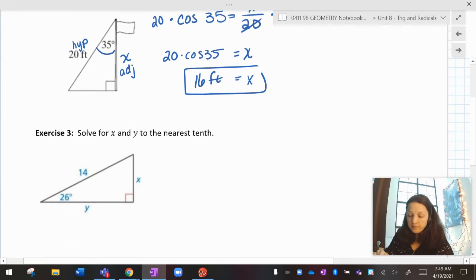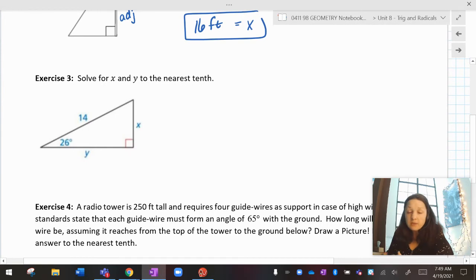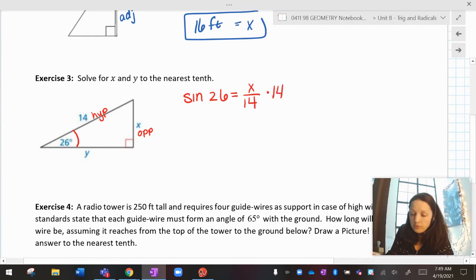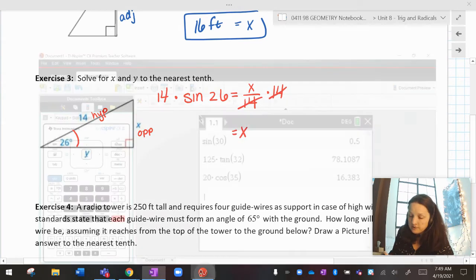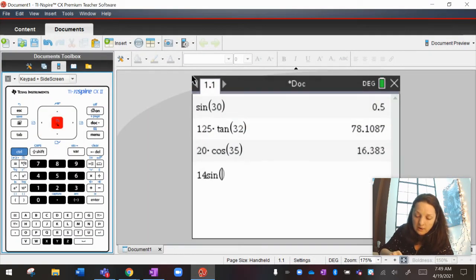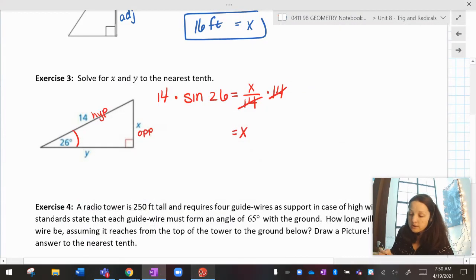Let's do it again. Solve for x and y to the nearest tenth. Well, I've got to do one at a time here. So if I want to do one at a time, I'm going to go from the 26. x is opposite. 14 is the hypotenuse. So sine 26 equals x over 14. I will multiply by 14 and get x equals 14 sine 26. That's 6.1 to the nearest tenth.